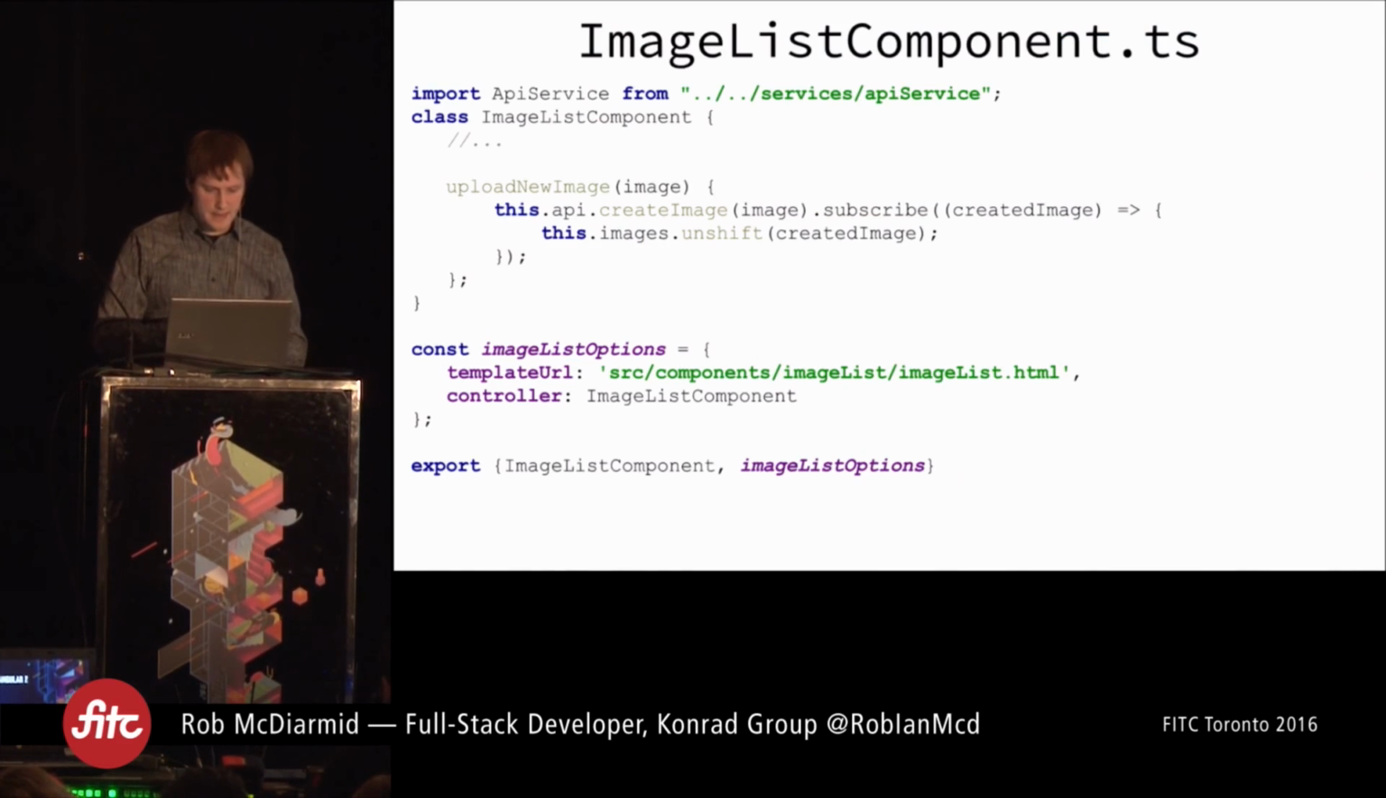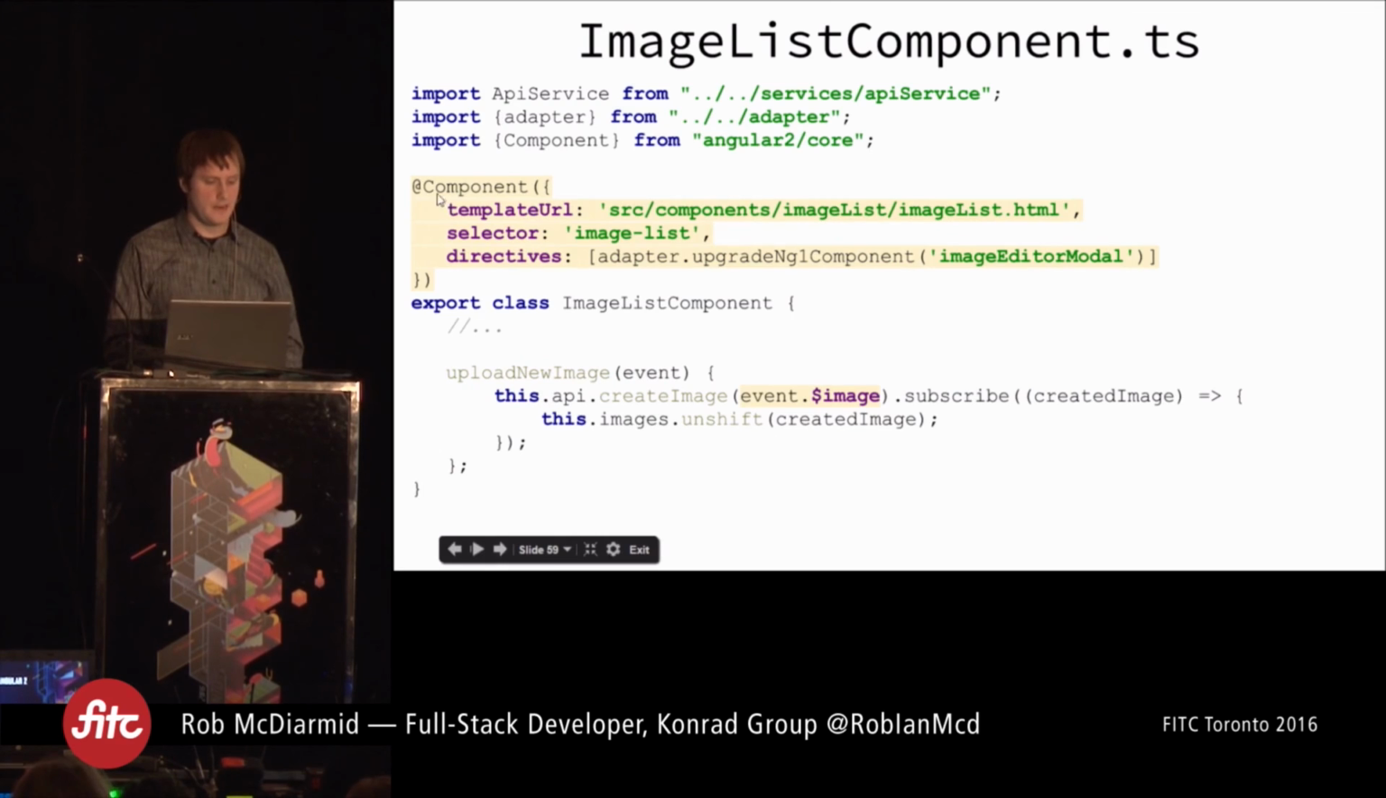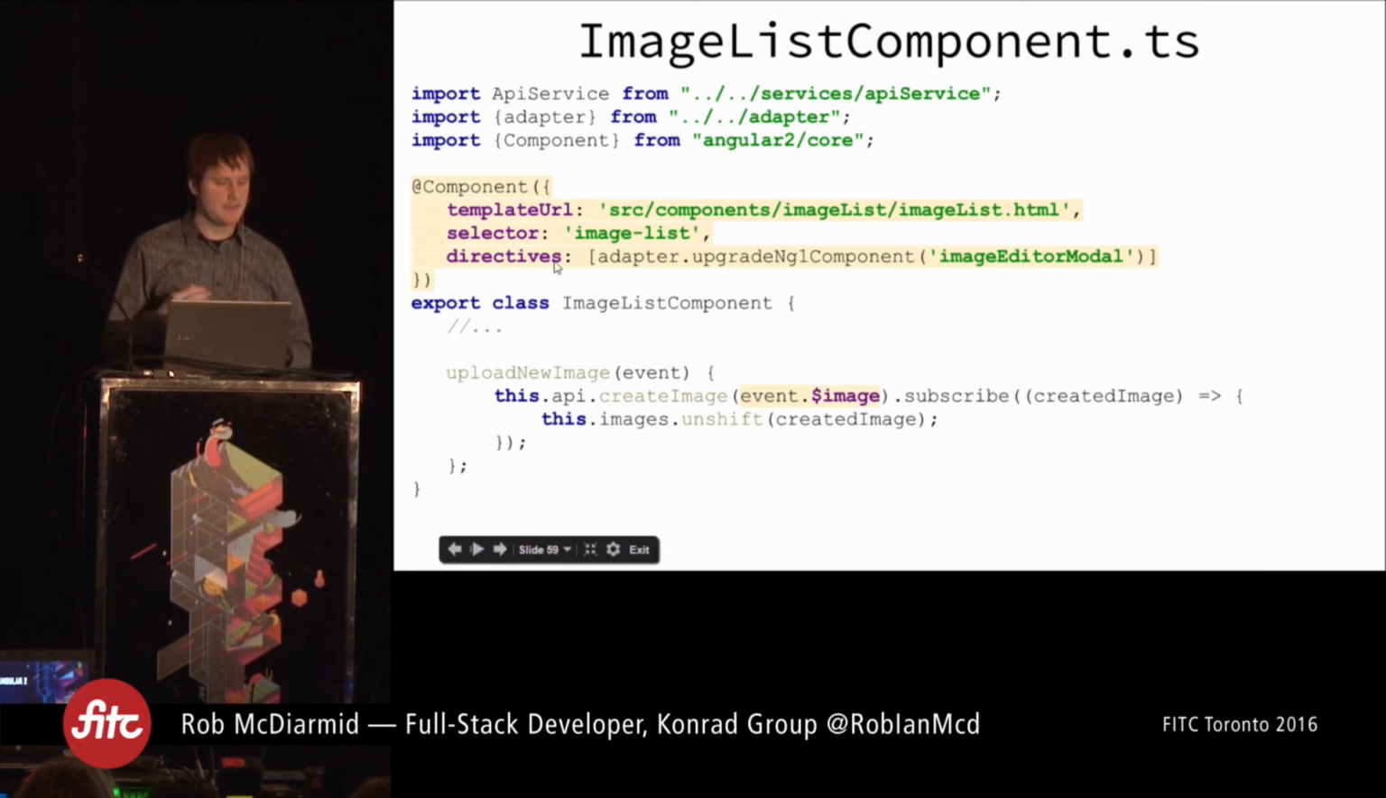So let's take a look at how we would actually rewrite this image list component as an Angular 2 component. So here's how it's written right now in Angular 1. I have all the metadata associated with it just in this variable that I'm exporting. So in Angular 2, I'm going to take all that metadata and put it in this component decorator. This is the decorator we enabled with that TypeScript flag, enable experimental decorators. So you can see it's pretty much the same as before. The only difference is I now have to specify all the directives that this component uses.